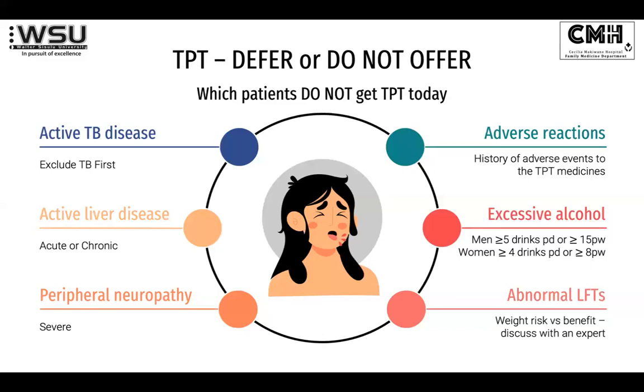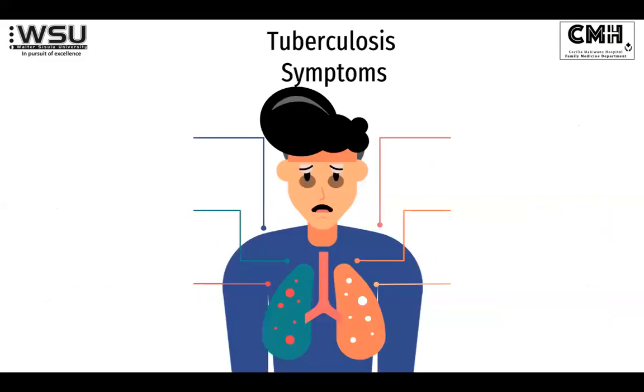And then if there are abnormal liver functions, so these are not people who know they have liver disease, but the ALT might be up a bit, or the ALP or gamma GT might be up a bit, then they just recommend that a risk-benefit assessment needs to be done, and you can discuss those with an expert.